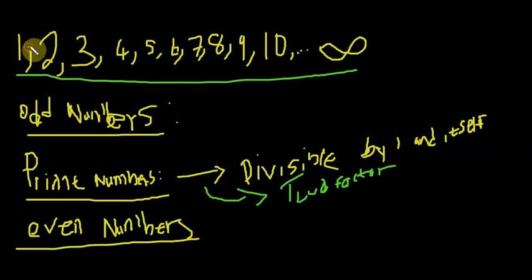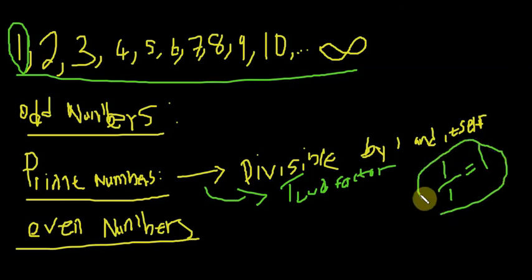All right, we have 1. Can 1 be divided by 1? Let's see. 1 divided by 1, press this on the calculator, we get 1. So that's true. Is 1 a prime number? 1 is only divided by 1 and 1. So we're not sure about this one. So let's put a question mark on 1.